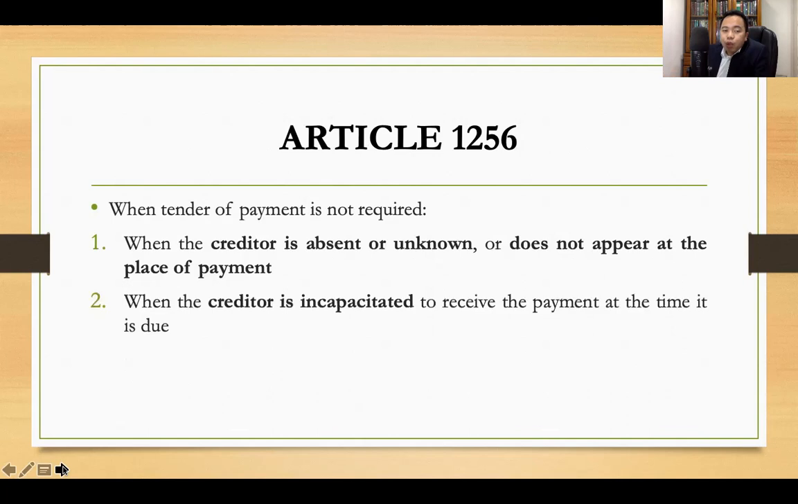Number two, when the creditor is incapacitated to receive the payment at the time it is due. For example, the creditor is incapacitated, for example, he is under guardianship, no? Or there is another person who is appointed to receive payment on behalf of the creditor.